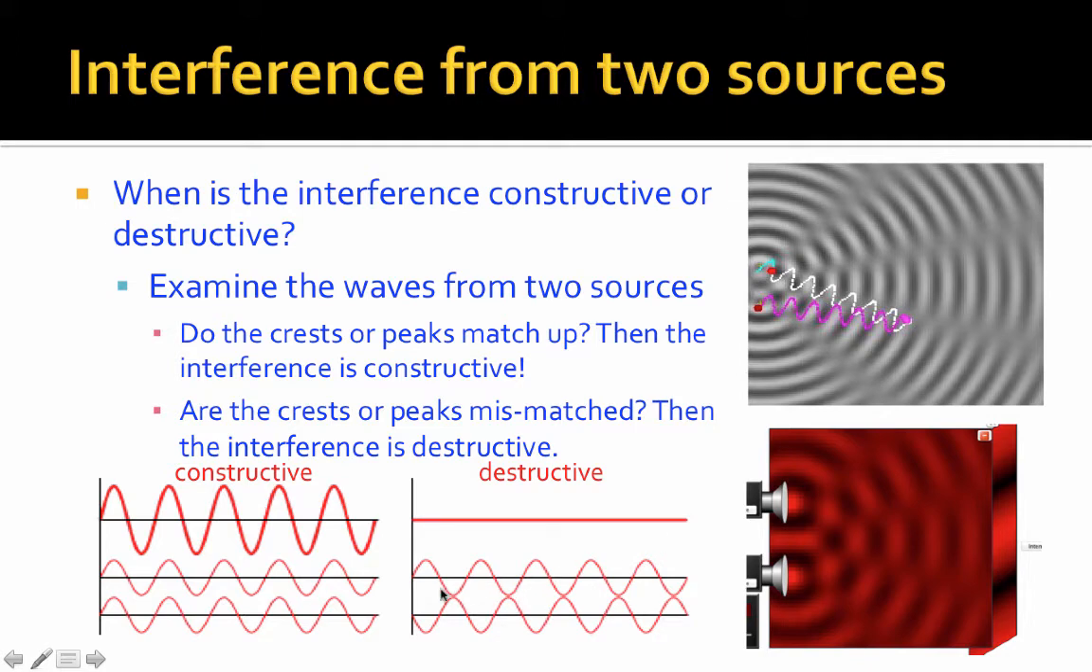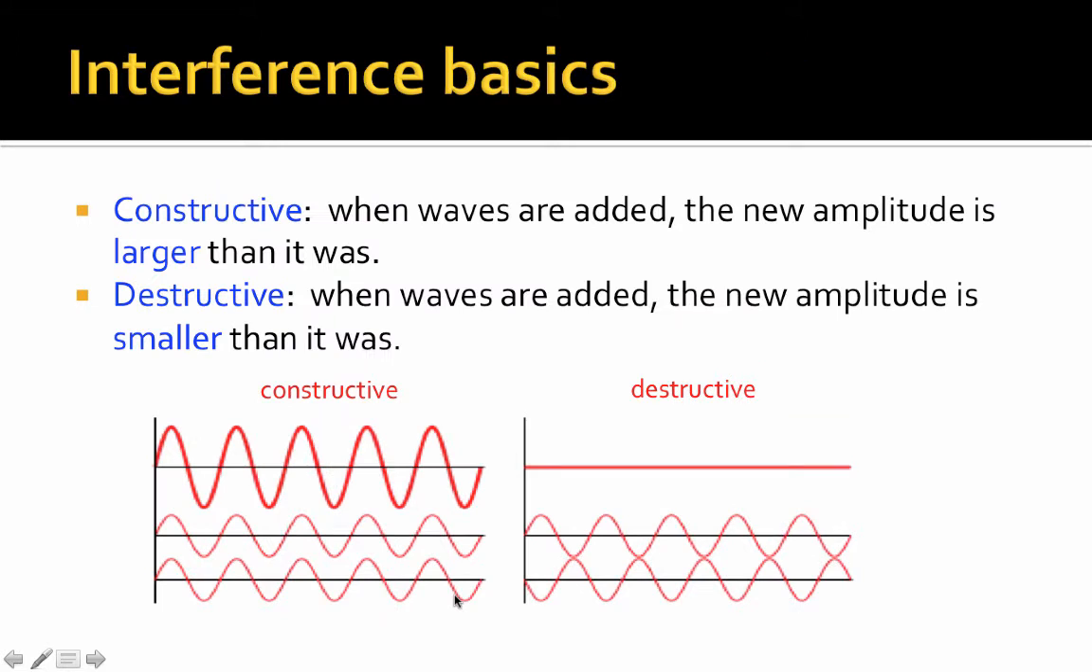You'll notice I said they're completely out of phase, or really 180 degrees out of phase. So here is another picture emphasizing the same thing. Constructive interference here shows that when the waves are added, the new amplitude is larger than it was originally. And destructive interference shows that when the two waves are added, the new amplitude is smaller than it was.